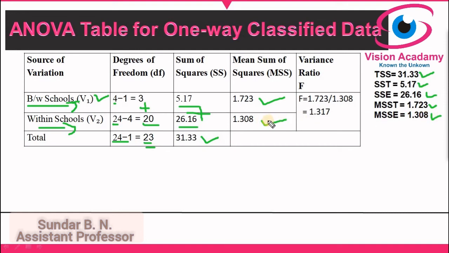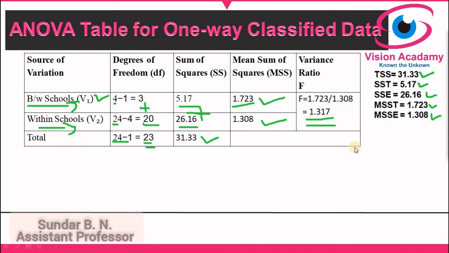All the values we have here. And we know the formula for calculating F ratio, that is a variance ratio. So that is MSST by MSSE. MSST is 1.723, and MSSE is 1.308. So our F ratio is 1.317. This is the F calculated value.